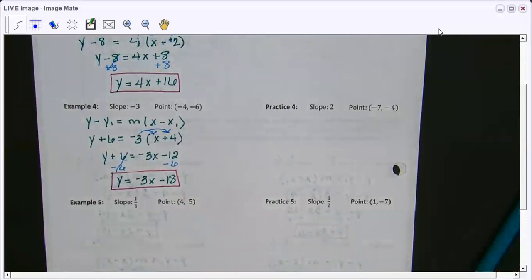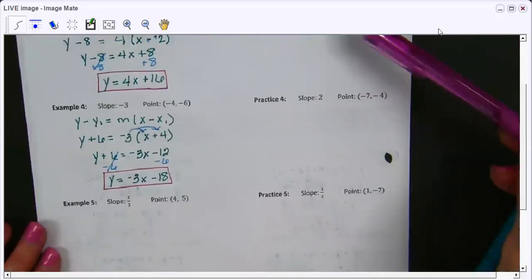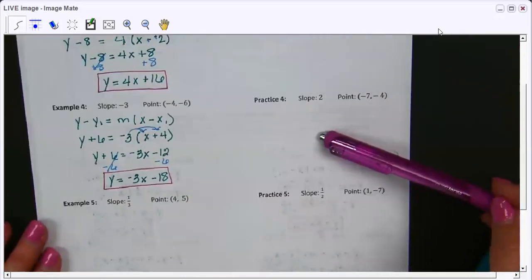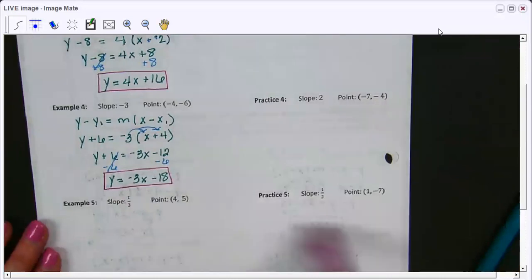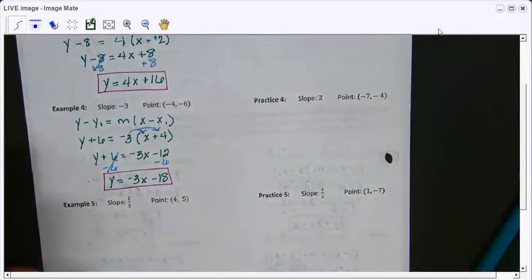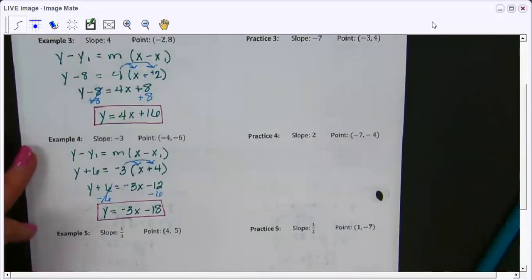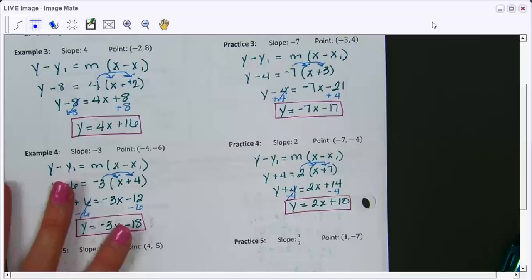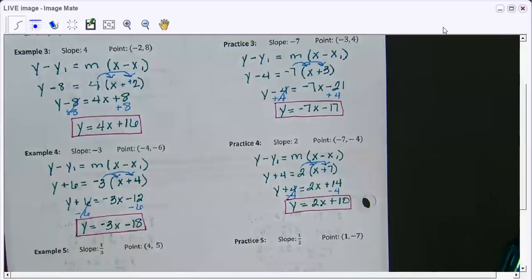Okay, any questions on that one? Okay, so I want you to do practice 3 and practice 4 on your own, and then we'll check them, and then we'll get down to these where you're dealing with fractions and zeros. When you're finished, check practice 3 and practice 4.